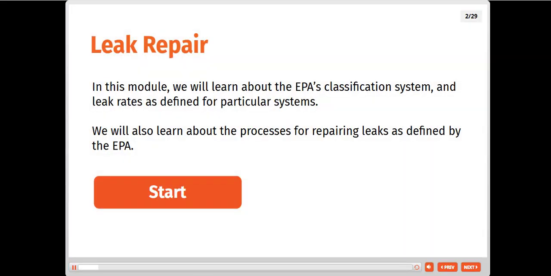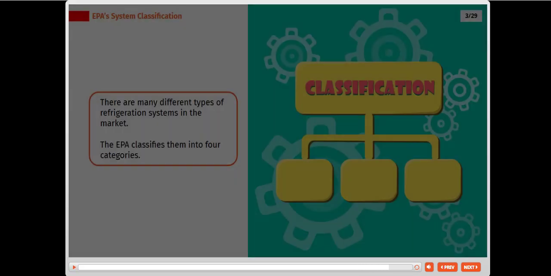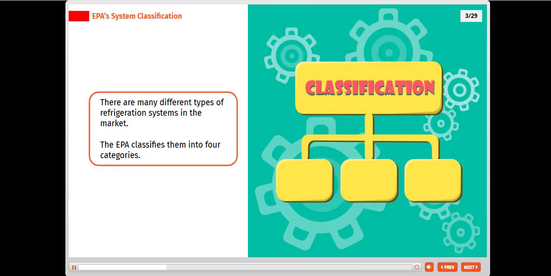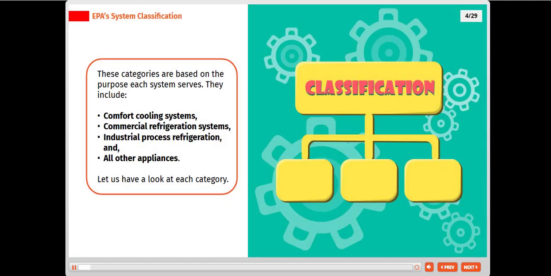In this module, we will learn about the EPA's classification system and leak rates as defined for particular systems. We will also learn about the processes for repairing leaks as defined by the EPA. There are many different types of refrigeration systems in the market. The EPA classifies them into 4 categories. These categories are based on the purpose each system serves. They include comfort cooling systems, commercial refrigeration systems, industrial process refrigeration, and all other appliances. Let us have a look at each category.